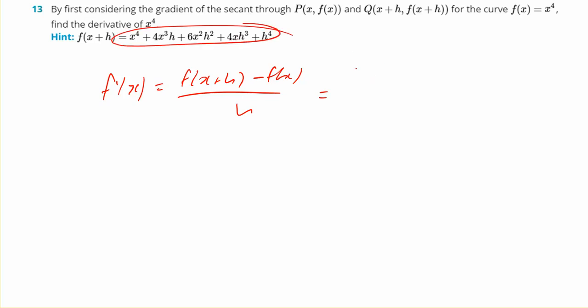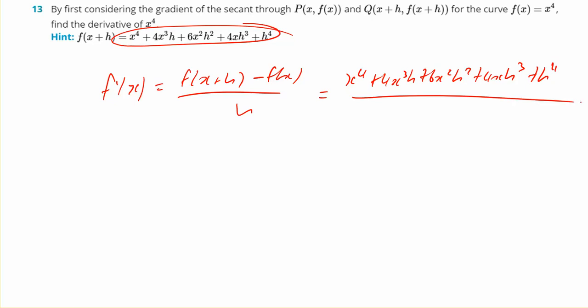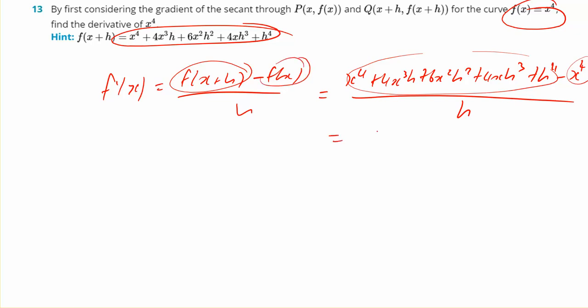It's this thing. So x4 plus 4x cubed h plus 6x squared h squared plus 4x h cubed plus h4, minus f of x, which is this, all over h. So this is f of x plus h is this part, and that's f of x. Okay, so that's that part. We can cancel the x4. What are we left with? Okay, so I'm left, and we want the limit.